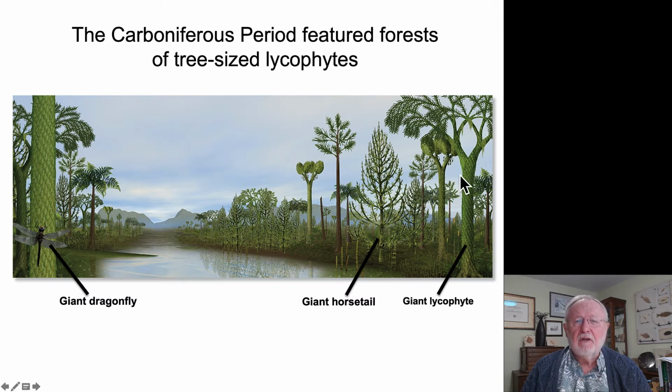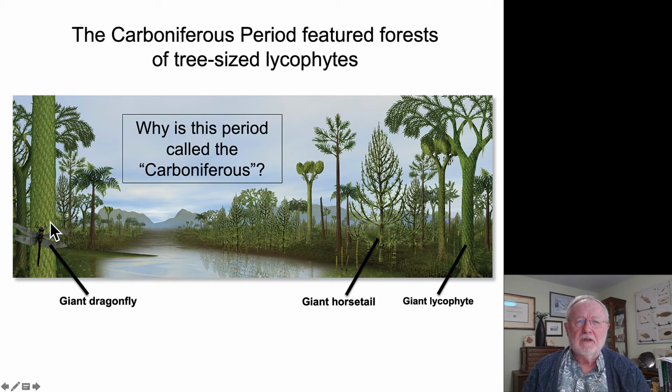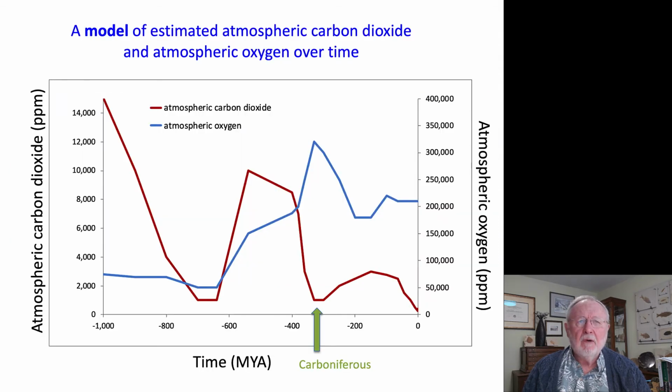It's also the time when we find giant dragonflies. So what was going on in those days? Well, we called it the Carboniferous because most of the coal was formed at that time. But what was going on that allowed us to have giant dragonflies?